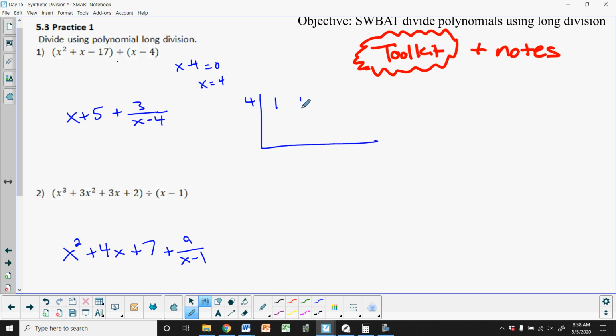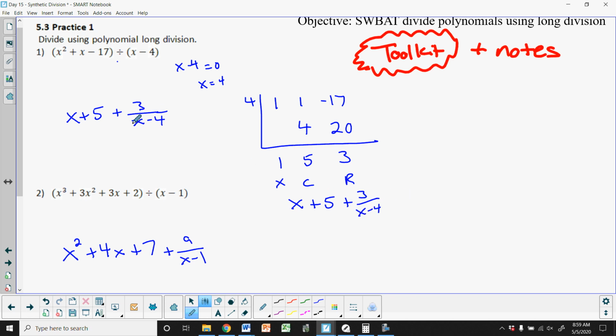So 1, negative 1, negative 17. So we bring down the 1. 4 times 1 is 4. 1 plus 4 is 5. 4 times 5 is 20. Negative 17 plus 20 is 3. So then again, x squared divided by x will be x, with a constant and remainder. So we really have x plus 5 plus 3 over x minus 4.